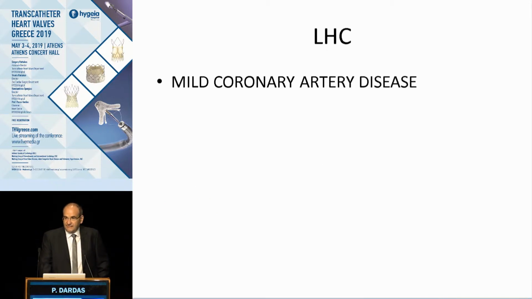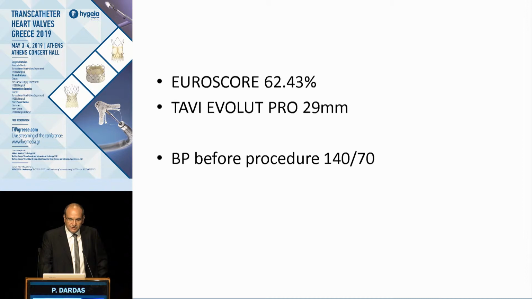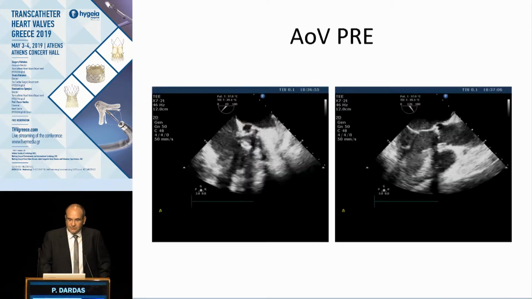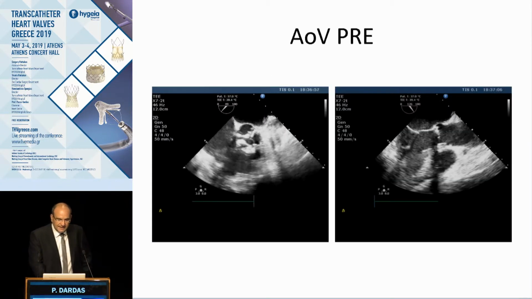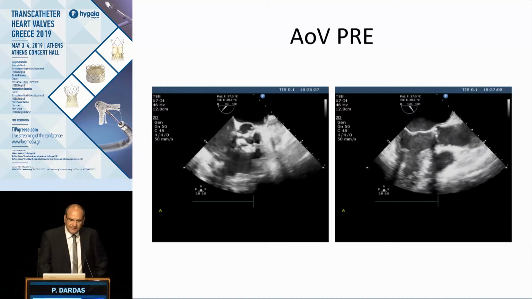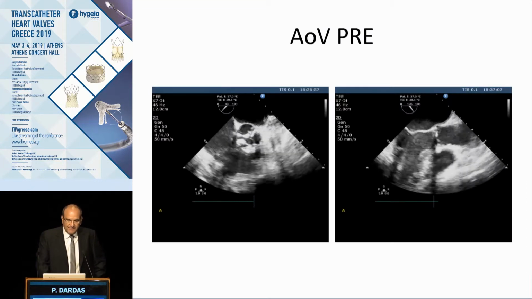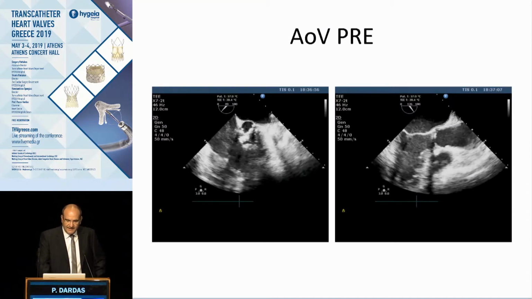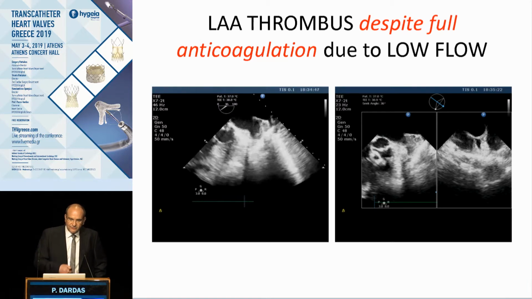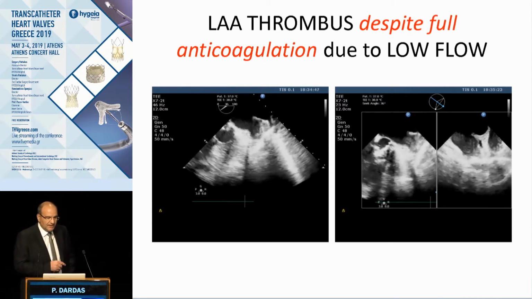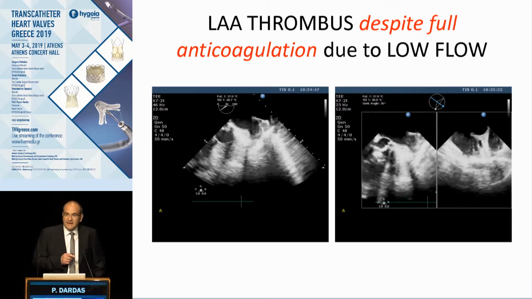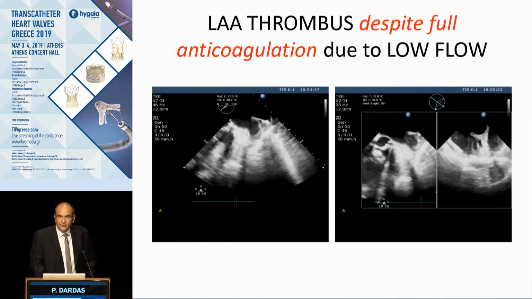And he didn't have any coronary artery disease. He was opted for a TAVI valve, and he came down to the cath lab in a stable condition. And you can see here, it's not only the appearance of the valve, which is a heavily calcified valve, but there is a lot of LA thrombus, despite the fact that the patient was fully anticoagulated. So that means that there was low flow.